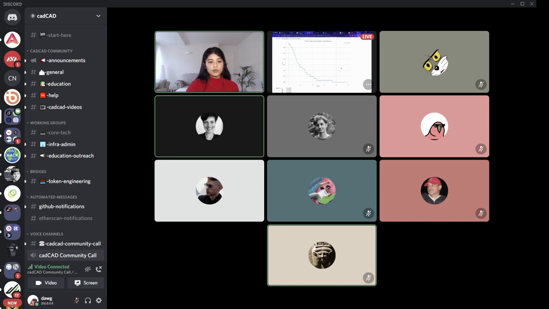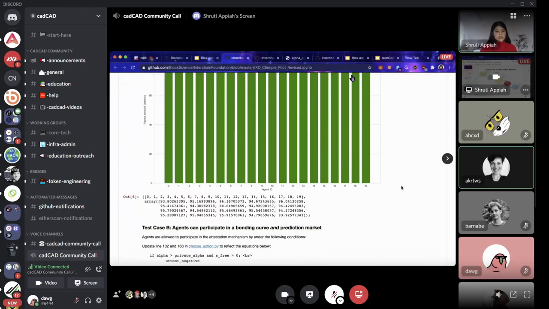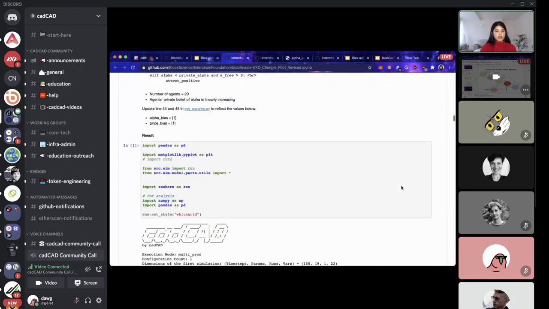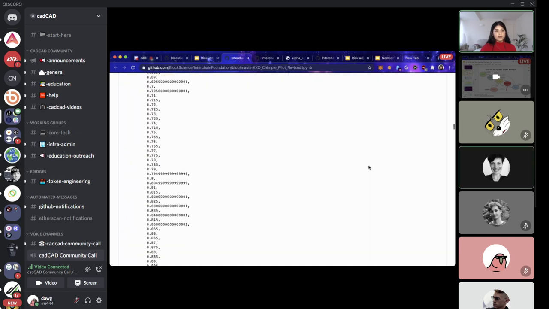So this is the price movement that you can see here. And the agents' payouts are, for the 20 agents that we have here, approximately 90, 95 tokens towards the end. This is their settlement payout, right? So now let's see what happens if they participate in both the prediction market module as well as the bonding curve, right? I've set it up the same way, 0.5 to 1 private belief.